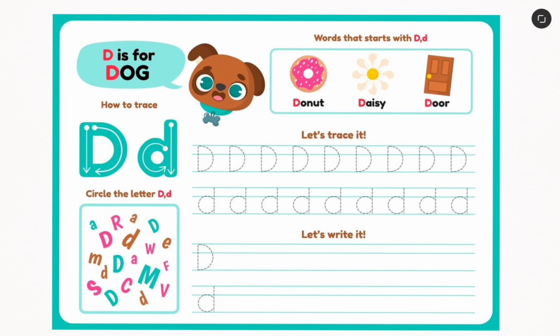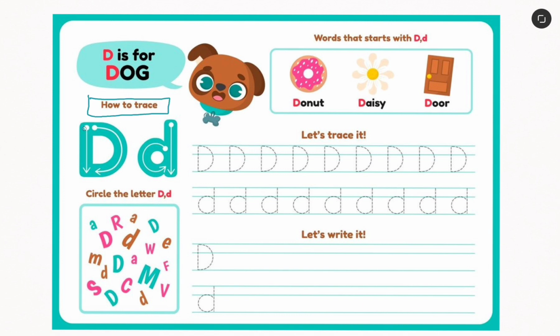Now in order for us to learn how to write D, we first of all need to practice how to trace it. After tracing it, then we write it ourselves. Are you ready? Okay, then let's begin. So let's look at how to trace the alphabet D.